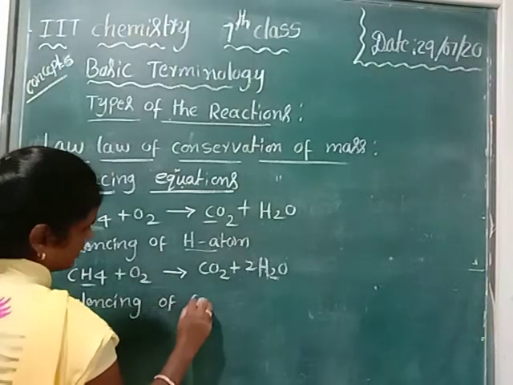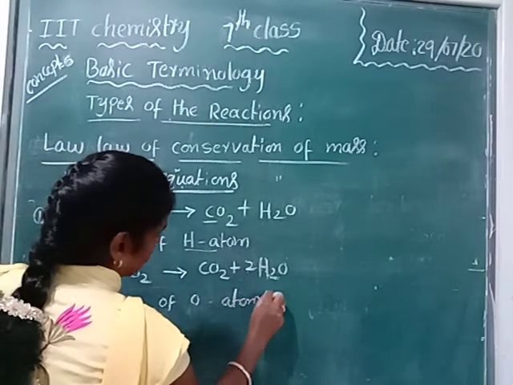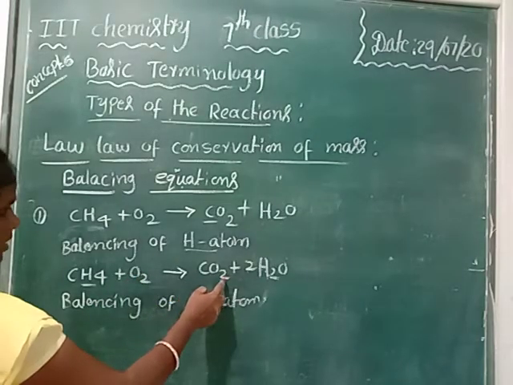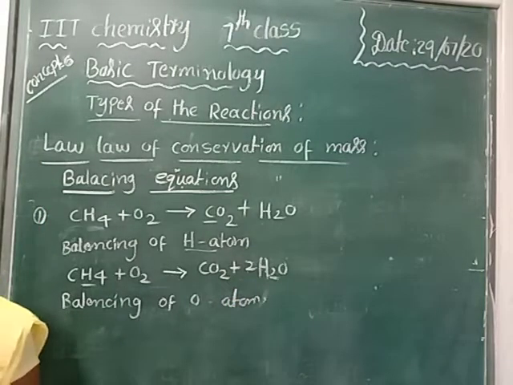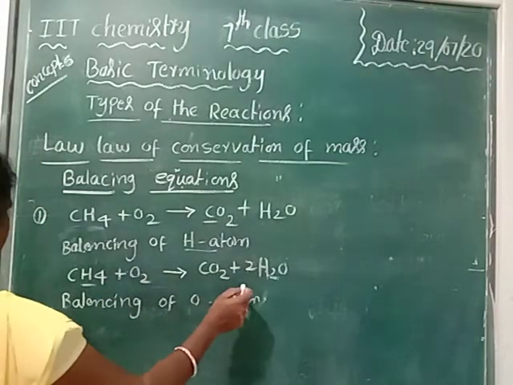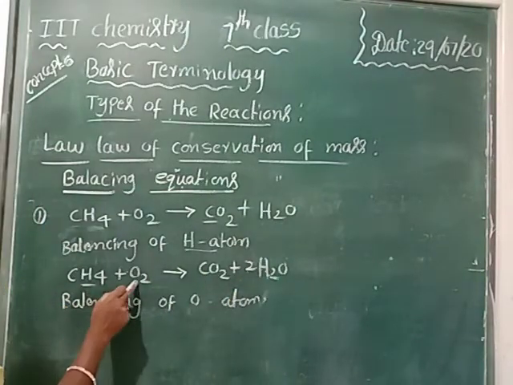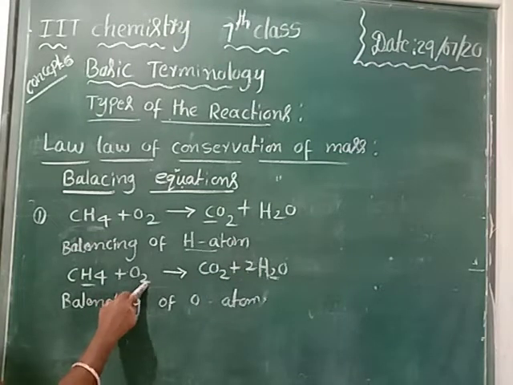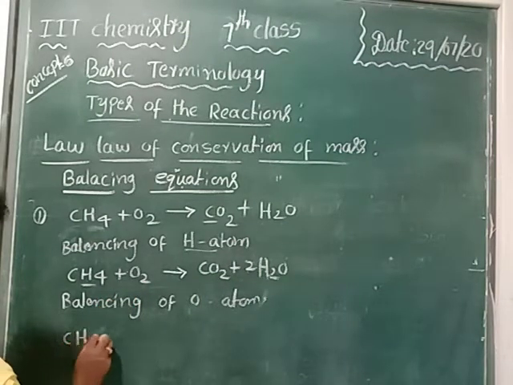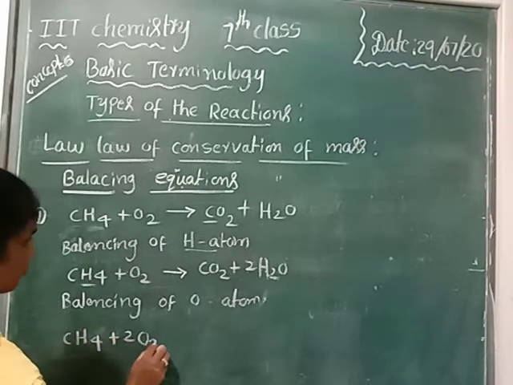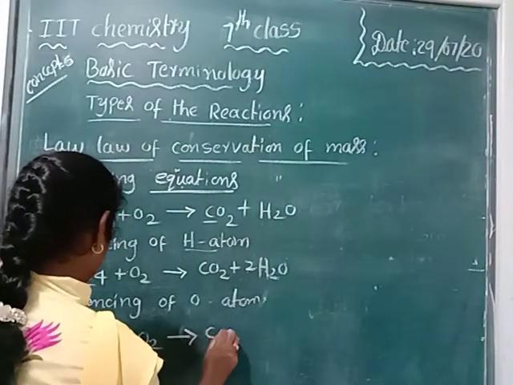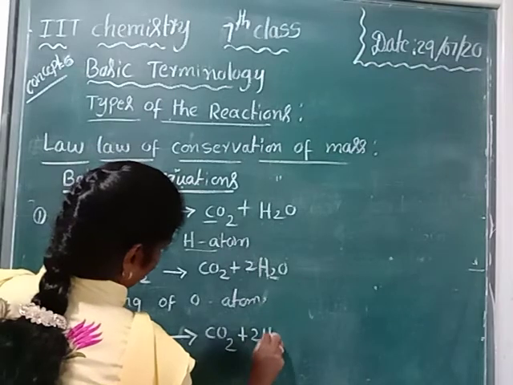Now the balancing of the oxygen atom. Here how many oxygens are there, children? 2 oxygens. Here how many oxygens? 3 oxygens. How do we balance, children? Here keep 2. Now you balance: CH4 plus 2O2 gives CO2 plus 2H2O.